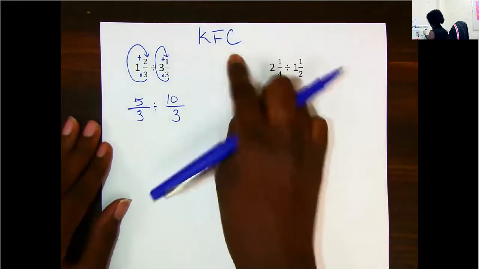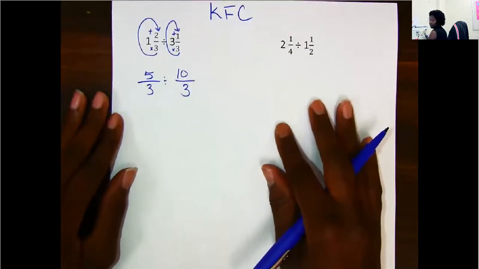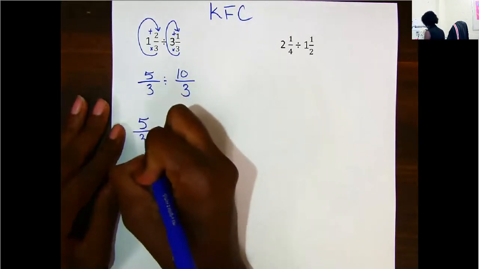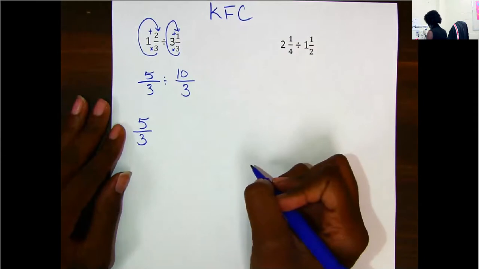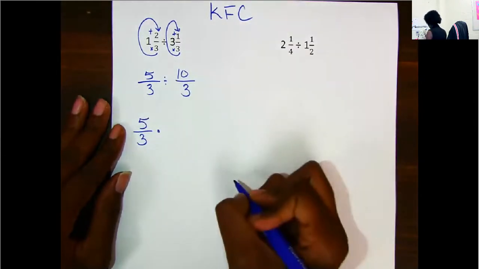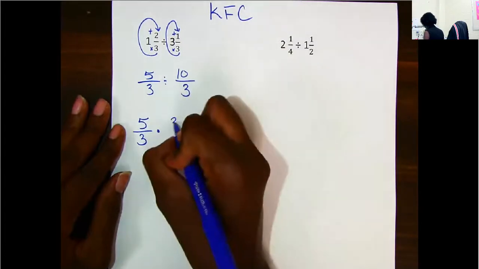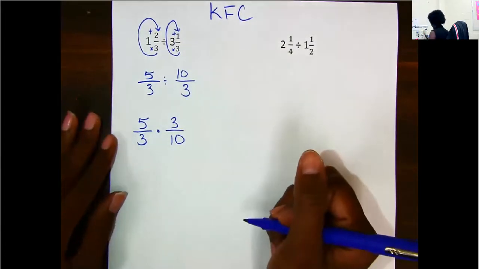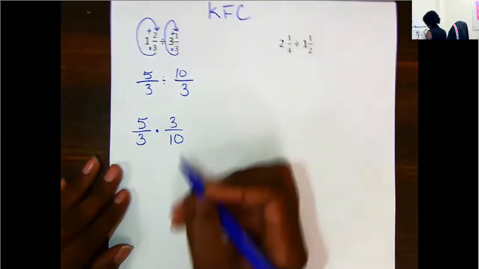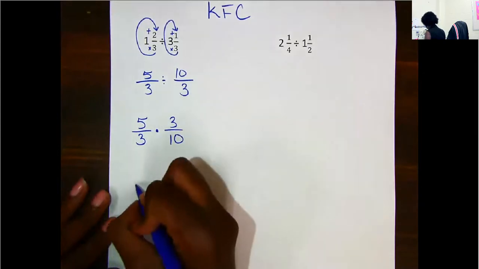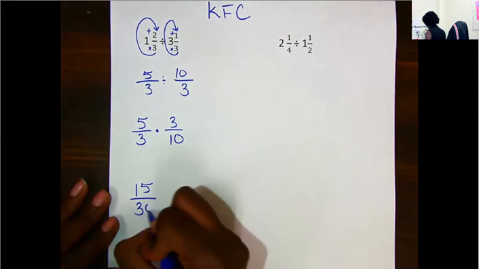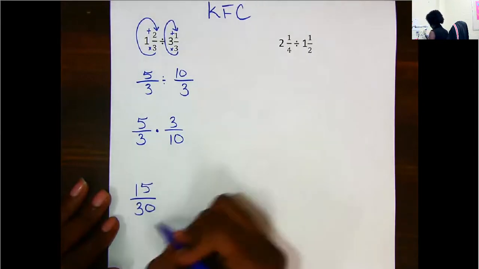Now we're going to move on to our KFC so that way we can solve this problem. So we're going to keep our first fraction. We're going to change our symbol from division to multiplication. And we're going to flip or take the reciprocal of our second fraction. Okay? Now we're able to multiply. 5 times 3 is 15. 3 times 10 is 30. We now have our fraction.